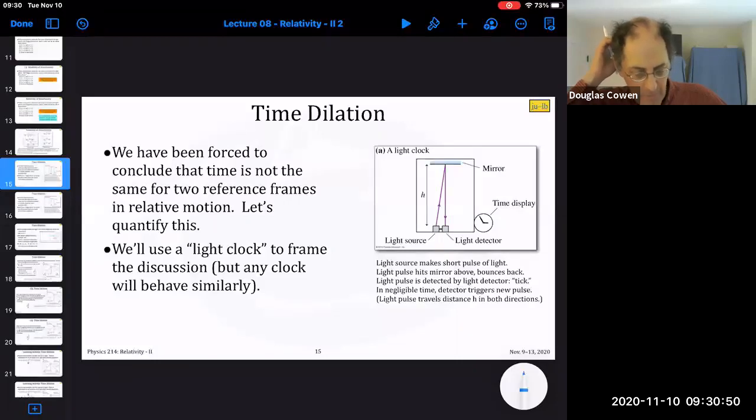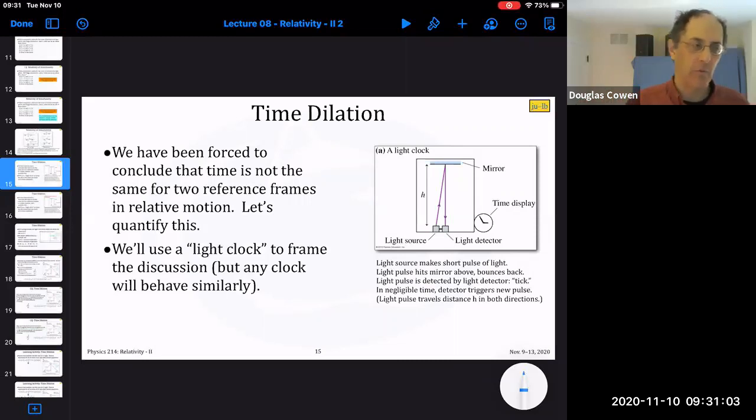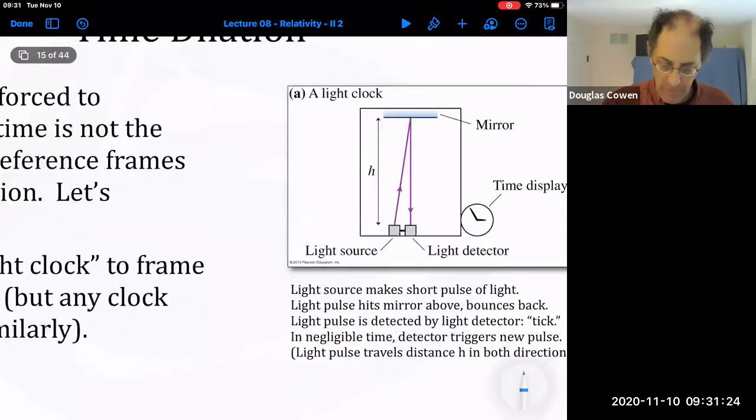So let's quantify this a little better. And this falls under the heading of time dilation. Because simultaneity is relative, we're also forced to conclude that time itself can also be relative. And so to quantify this a little better, we're going to use something called a light clock, which is illustrated by this figure from the textbook, showing a light pulse going from a light source up to a mirror and bouncing off the mirror and coming back down to a light detector.